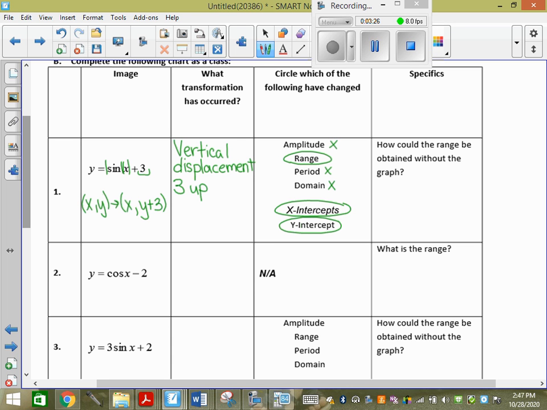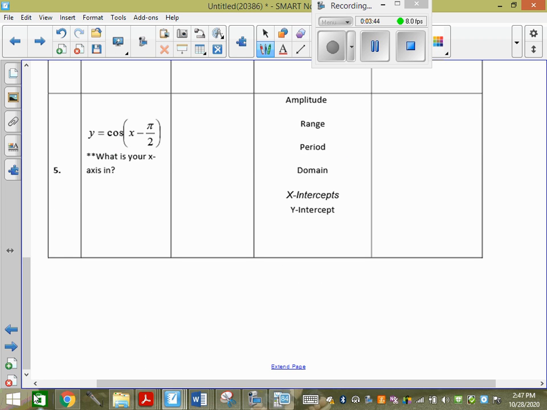Now, how do we get our range? This is where I would pull that formula sheet back out again, the one where you're writing formulas on it. How could the range be obtained? Well, let's think about it this way. You don't have to do this, I'm just showing you something extra so you understand why.